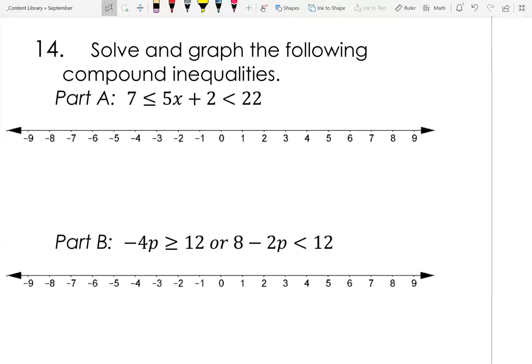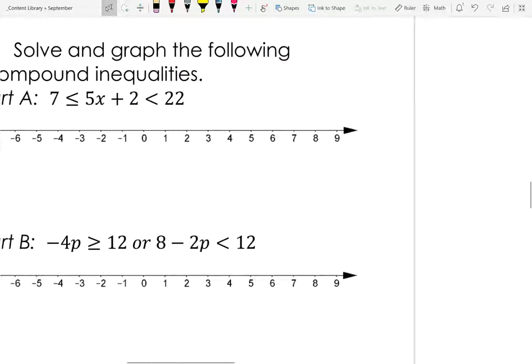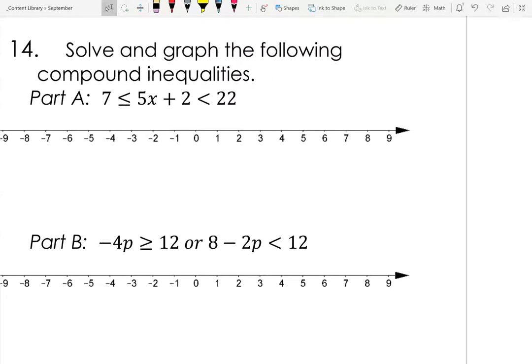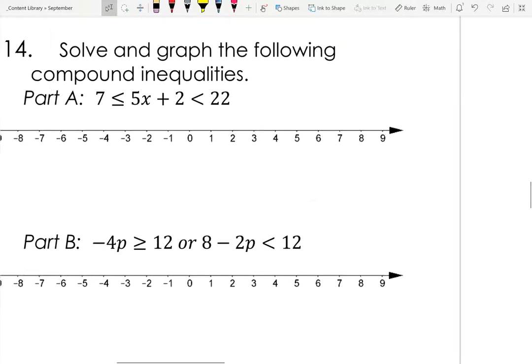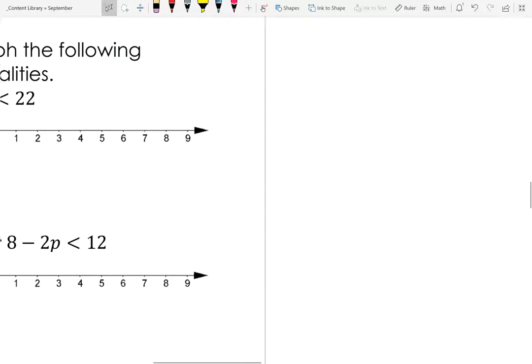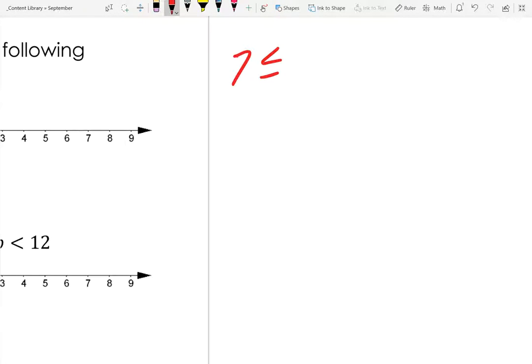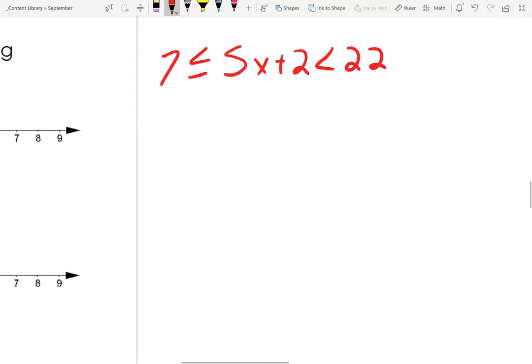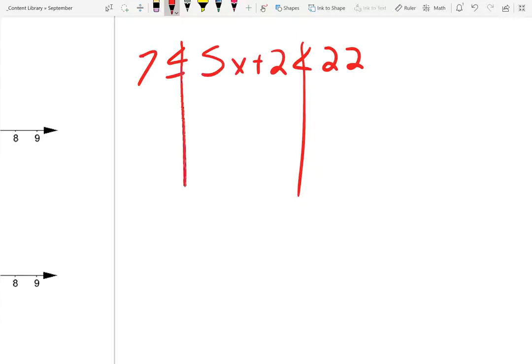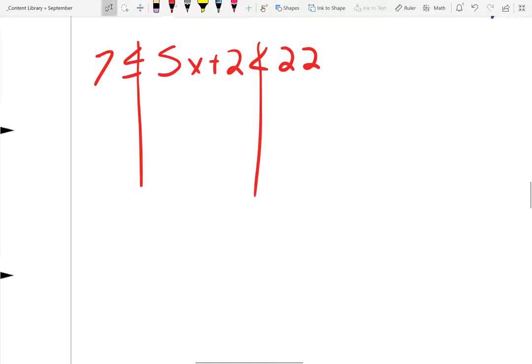Now, 14, I'm going to solve just so I have a little bit more space and don't get in the way of the number line. I'm going to solve it over here on the side. I asked you guys in class to solve it on the space that you had on the back of your paper. So, number 14, let me write the problem down. We have 7 less than or equal to 5x plus 2 less than 22.